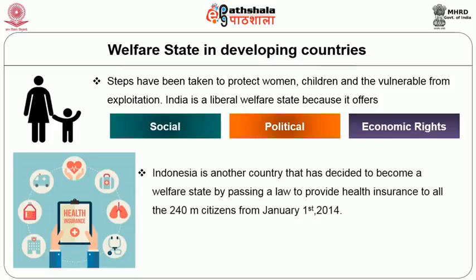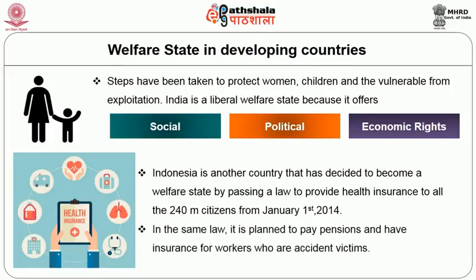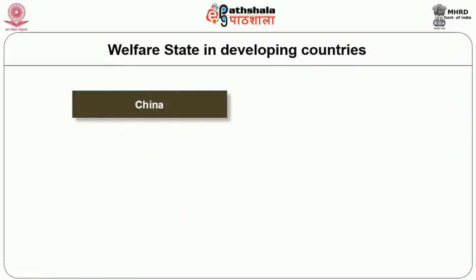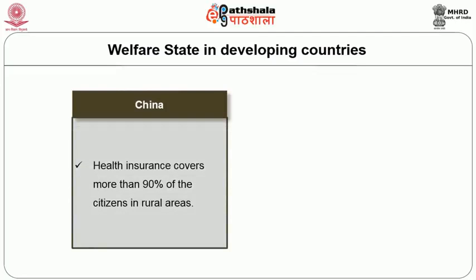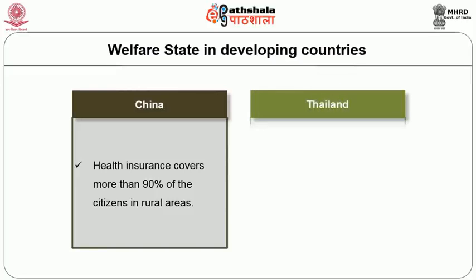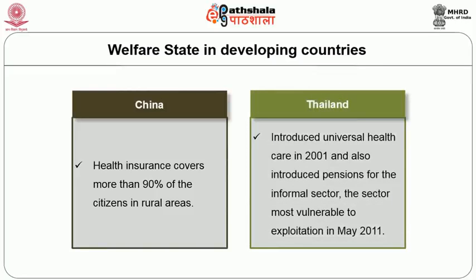Indonesia is another country that has decided to become a welfare state by passing a law to provide health insurance to all the 240 million citizens from January 1st, 2014. In the same law, it is planned to pay pensions and have insurance for workers who are accident victims. Though it will be a great burden on the state, China's health insurance covers more than 90% of the citizens in rural areas. Thailand introduced universal health care in 2001 and also introduced pension for the informal sector, the sector most vulnerable to exploitation, in May 2011.